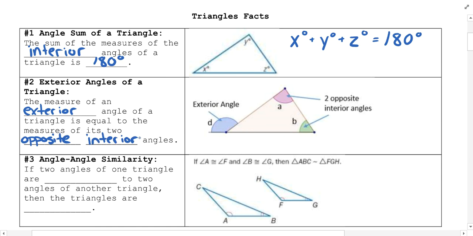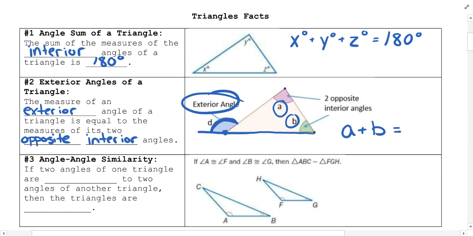So if we look at our example diagram here, our exterior angle is angle D. Notice it's outside of the triangle, and if we were to extend one leg of the triangle beyond one of the vertices, we would get this outside angle. If we take the two opposite interior angles, which are A and B, the sum A plus B is going to be equal to that exterior angle formed outside the triangle.